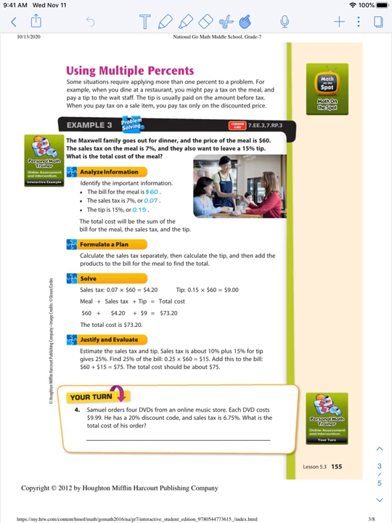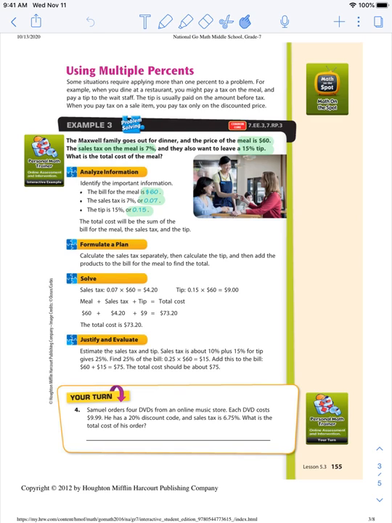Okay, so first let's identify the important information because there is plenty of information in this example. We know the meal is $60, we know the tax is 7%, and we know they want to leave a 15% tip. So our important information here is going to be $60, 7%, and 15%. For our calculation purposes, let's convert 7% and 15% to decimals. So now I have $60, 0.07, and 0.15.